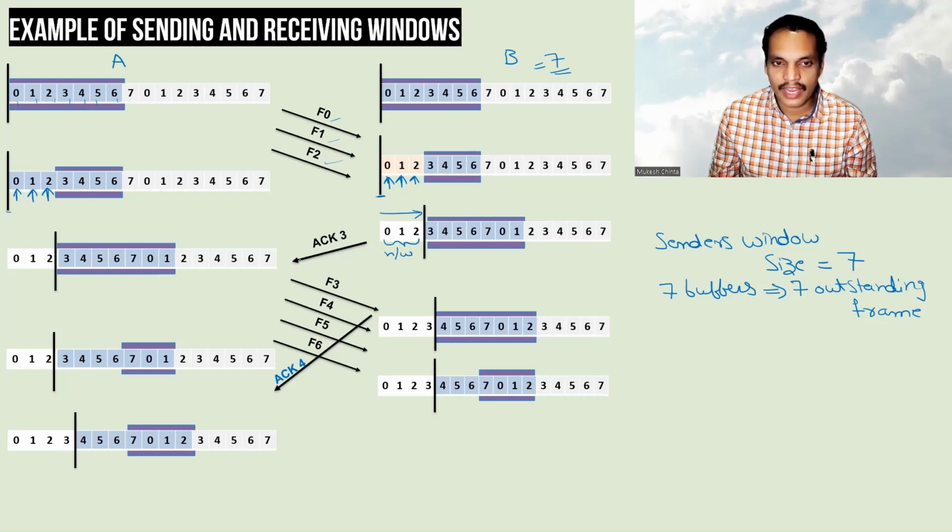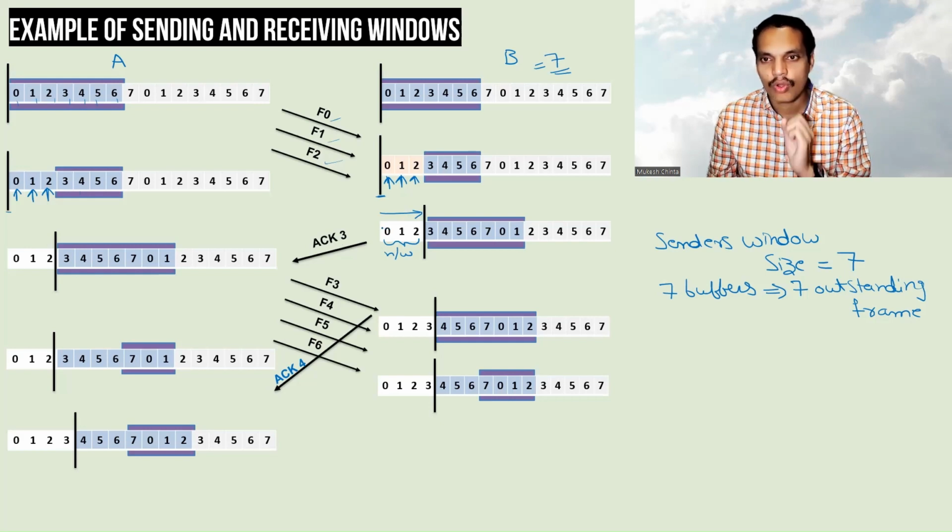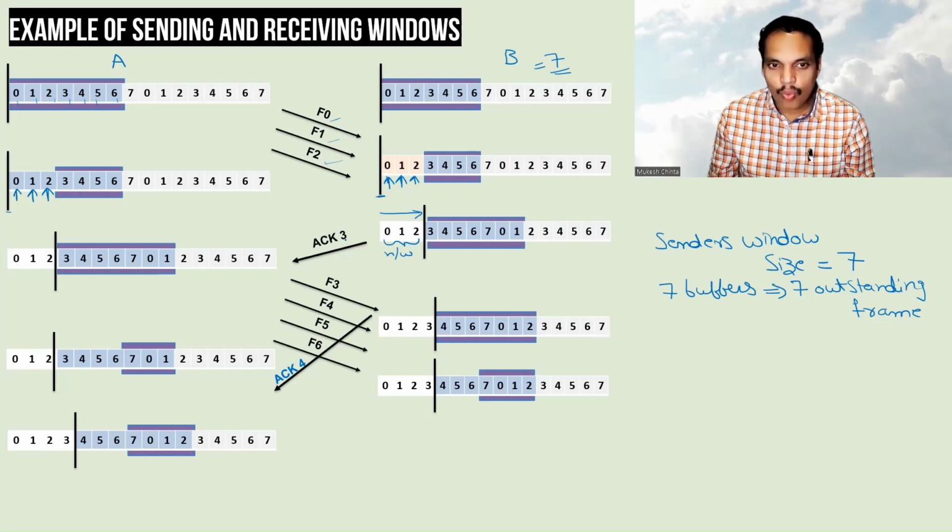Once the acknowledgement 3 comes back, another important thing is that when the receiver sends an acknowledgement 3, which we call a cumulative acknowledgement, it tells you that the frames 0, 1, and 2 have been received correctly. So unless frames 0, 1, and 2 have been received, the receiver will not send the next acknowledgement, which is ACK3. Once this ACK3 is received by the sender, it understands that frame number 0, frame number 1, and frame number 2 have been received.